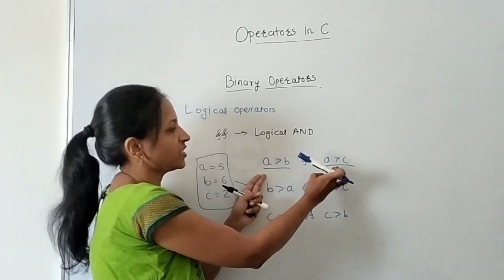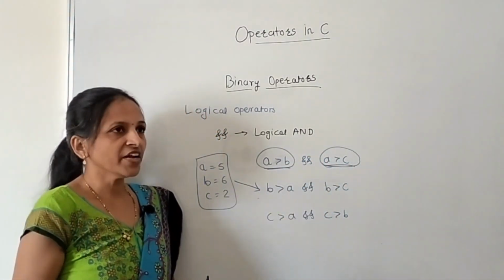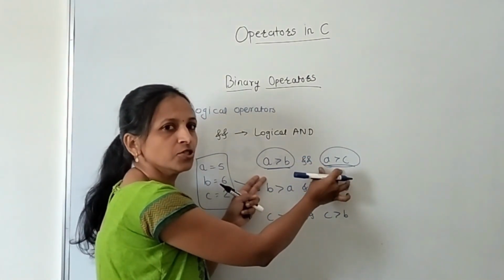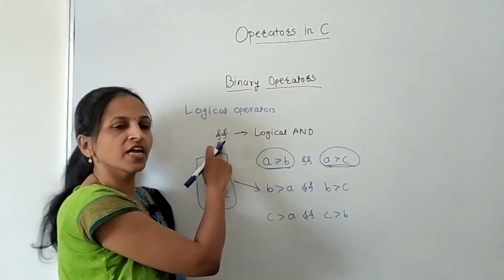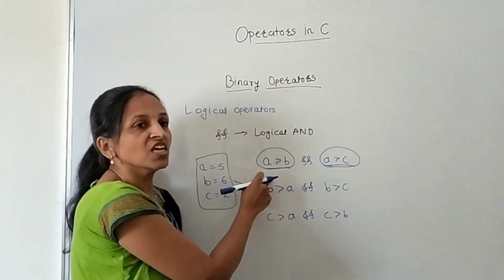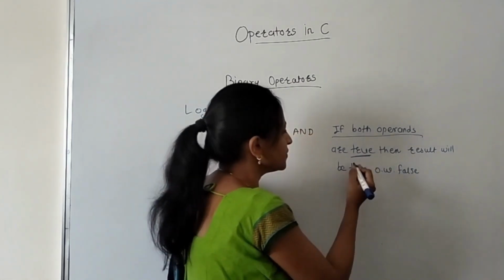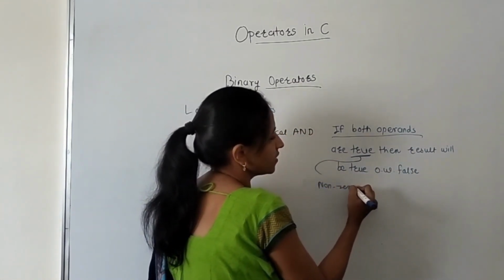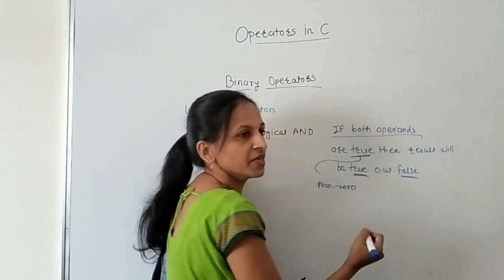These two operands are there. This one is the first operand, this one is the second operand. Whenever the condition is like this, if both the operands must be true, then we have to attach those two conditions with the help of AND. This is logical AND. If both the operands are true, true means having non-zero value, then only the result will be true, otherwise it will be false.